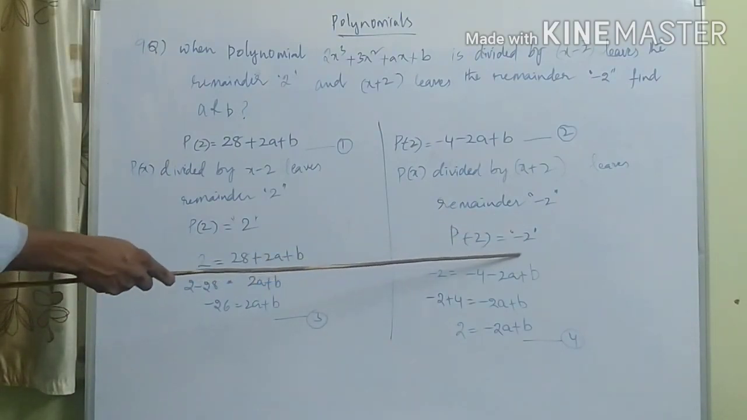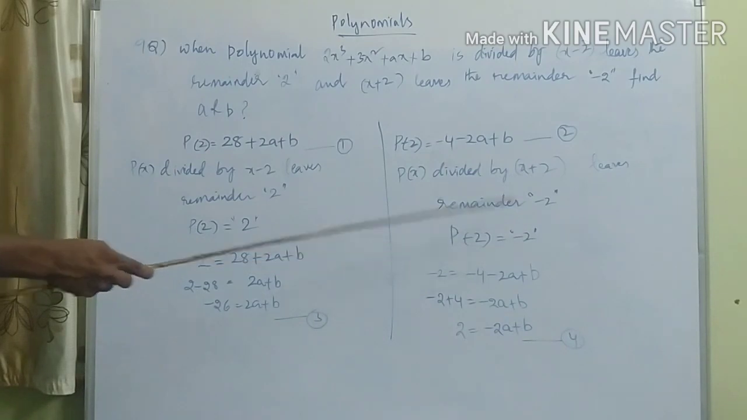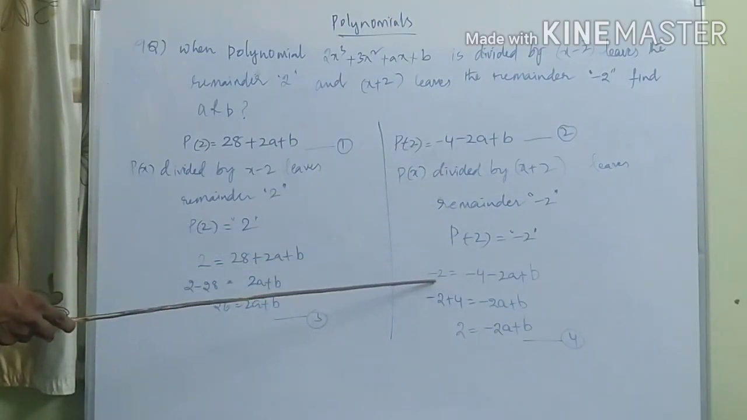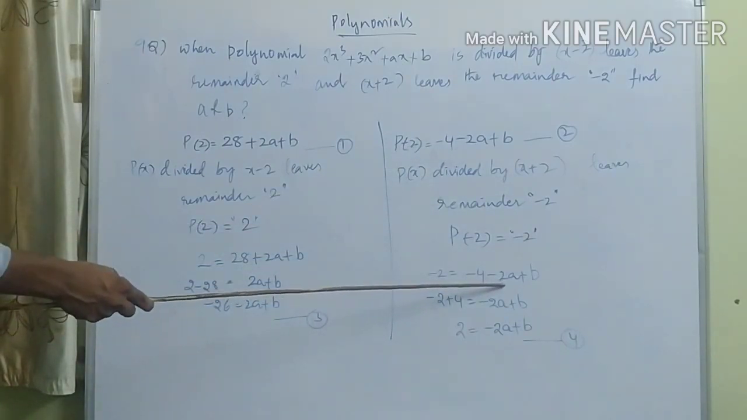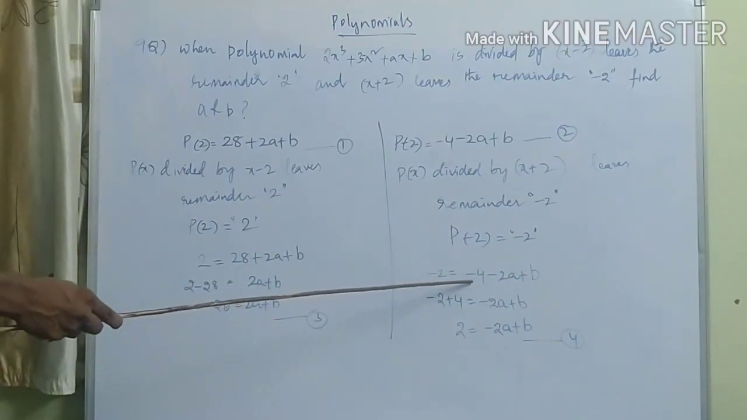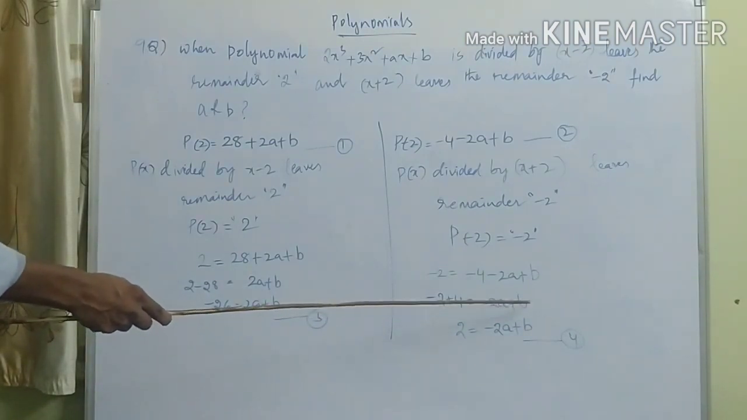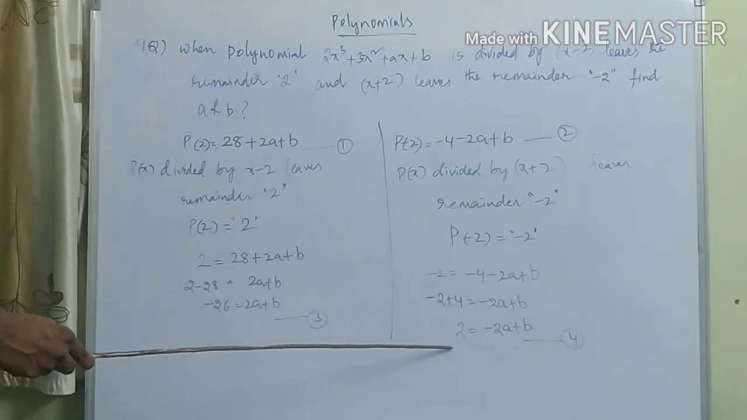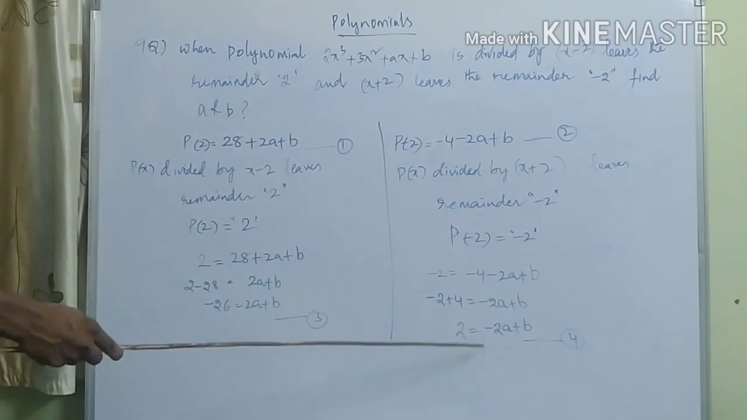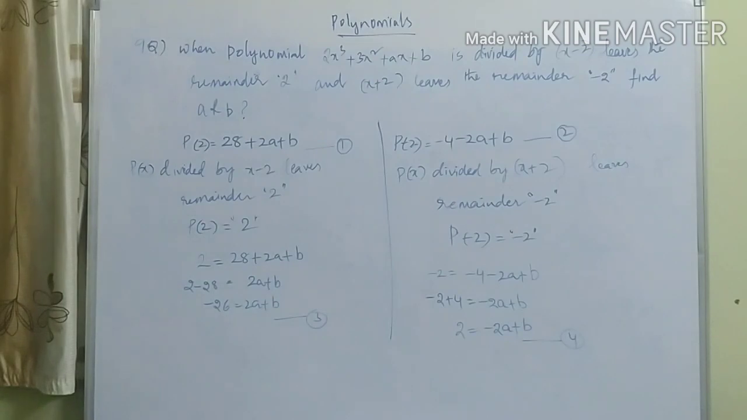And p of x divided by x plus 2 leaves the remainder minus 2, that is p of minus 2 equals minus 2. So substitute this minus 2 in equation 2. That is minus 2 equals minus 4 minus 2a plus b. Minus 4 transposes to plus 4. Minus 2 plus 4 is equal to plus 2, equals minus 2a plus b. This is equation 4.